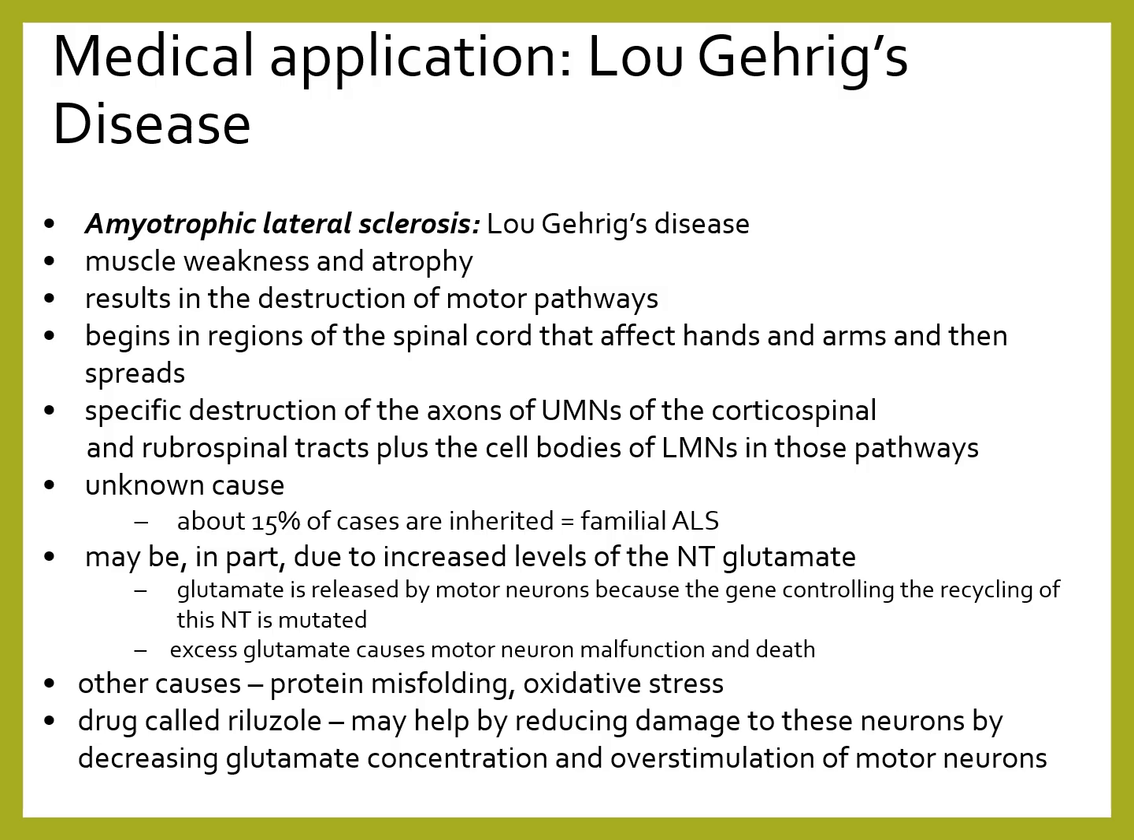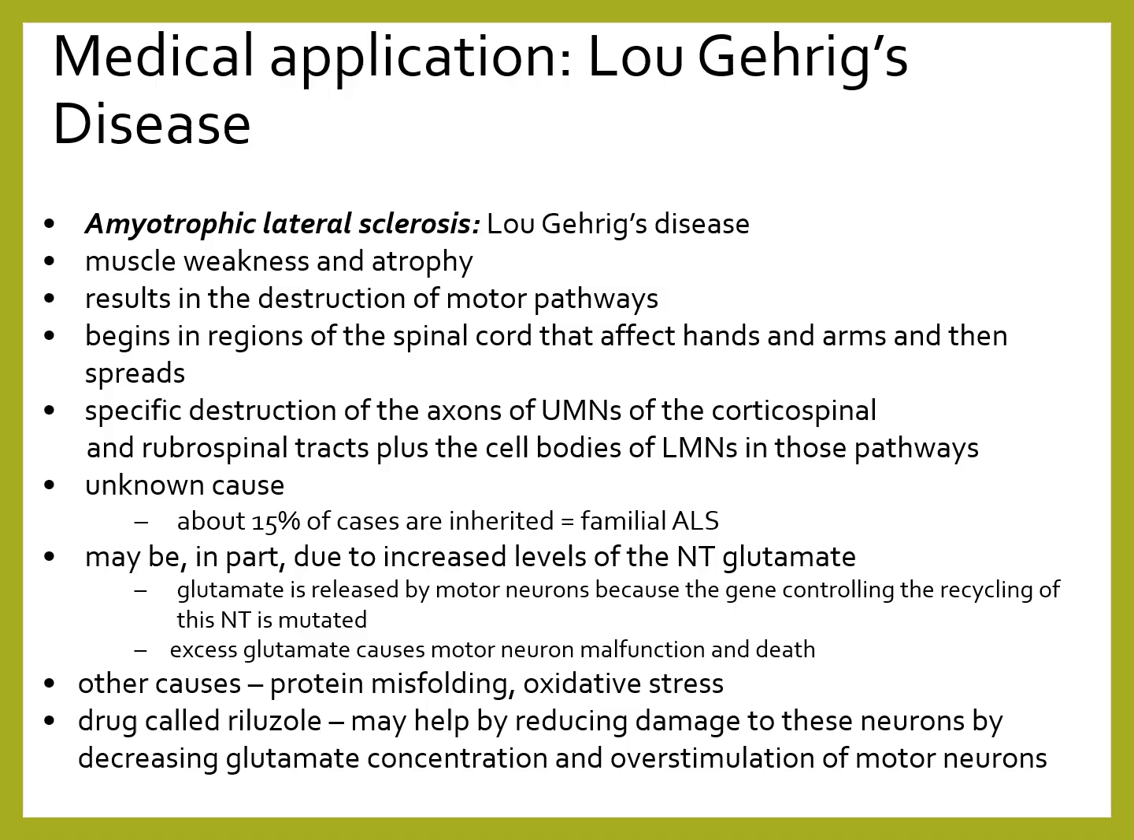There is a medical application that deals with upper and lower motor neurons, and it is a disease known as amyotrophic lateral sclerosis, which is also called Lou Gehrig's disease, named after the baseball player who announced he was retiring from baseball decades ago because he suffered from this disease. ALS is characterized by significant muscle weakness and atrophy. It results in the destruction of motor pathways over time. And as a result of this destruction of motor pathways, it is fatal.